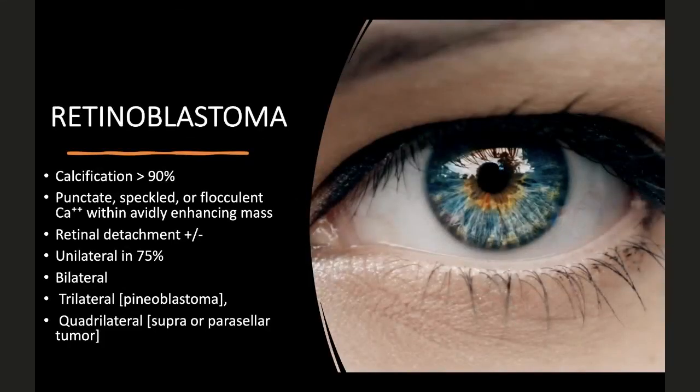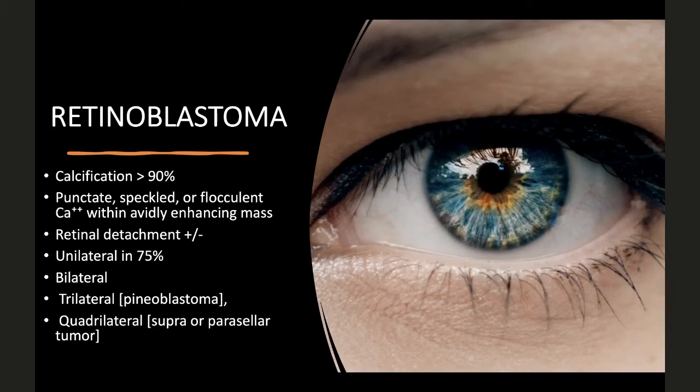Retinoblastoma, hopefully it might be the last, but this is mainly a childhood tumor. Retinoblastomas are very, very important. Calcification is the big giveaway. More than 90% of them have calcification. It can be punctate, speckled, flocculent, or coalescent, but overall they are avidly enhancing masses. Because they are large and arising from the retina, you can have detachment, or smaller, no detachment. They can be unilateral 75% of the time.